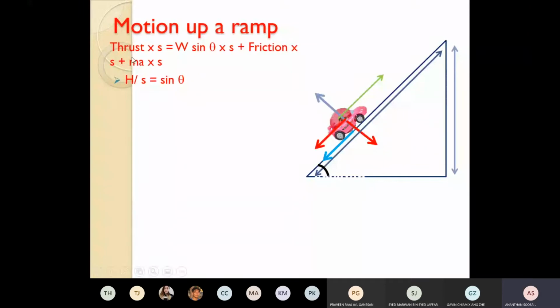You see in this diagram, h over s is sin theta. What is h over s? This is your h, the vertical height. What is s? s is the distance you travel along the surface. Let's say the car starts from the beginning of the ramp going up, so this is your s. How s and h are related: if this is theta, then h over s must be sin theta.